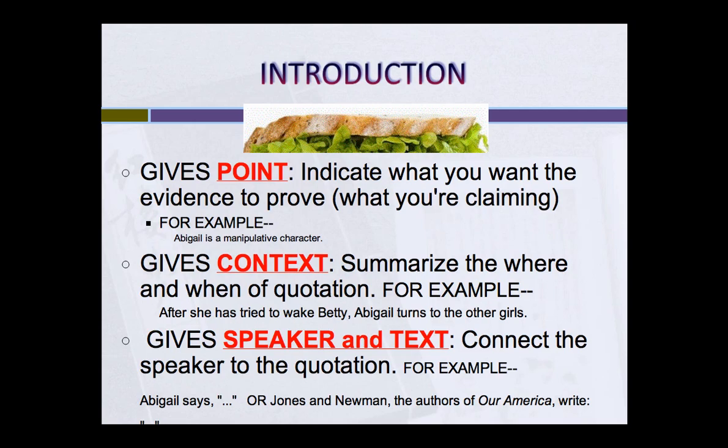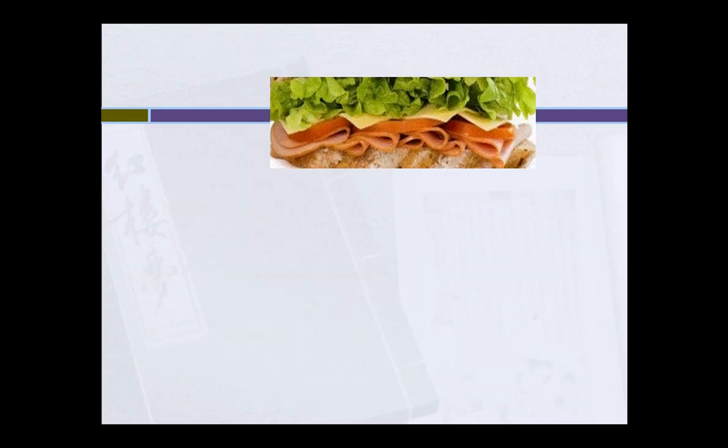The second thing you want to do in the introduction, the top piece of bread, is give the context. Tell your reader where this thing comes from in the text, when it's happening in the text. In the plot, this is after she tries to wake Betty, and then Abigail turns to the other girls, and then she'll say something that you want to quote. So you also want to have the speaker and the text in there too. So just a reminder that this comes from this book, and this is the speaker.